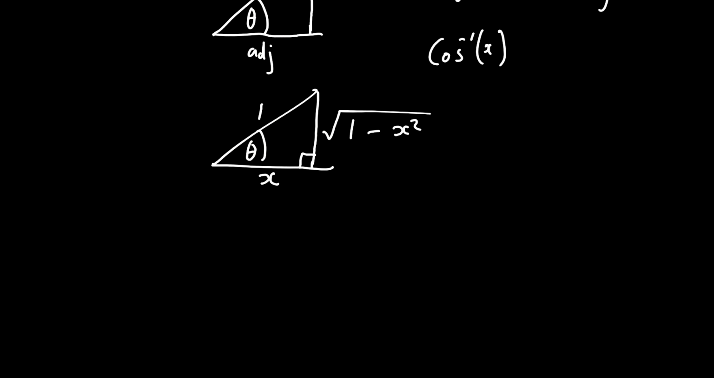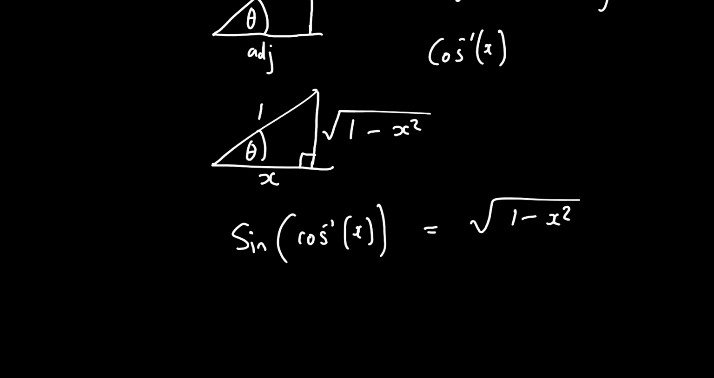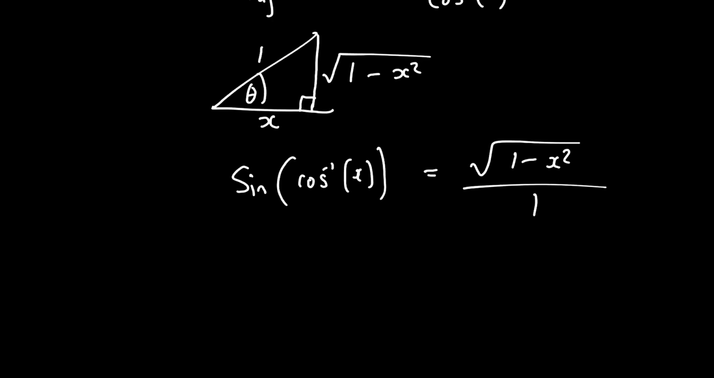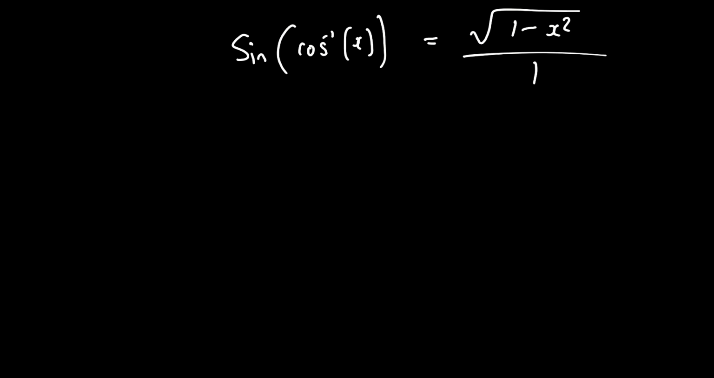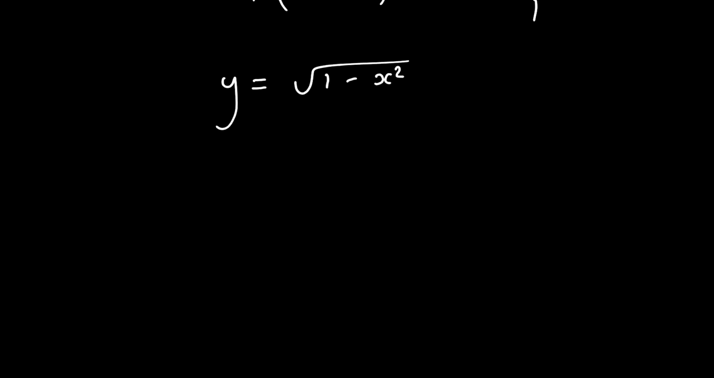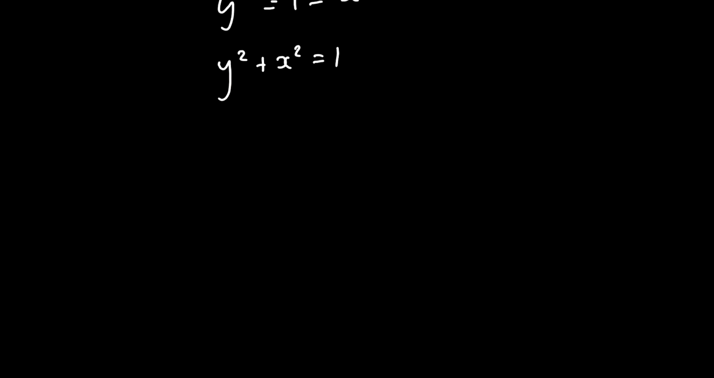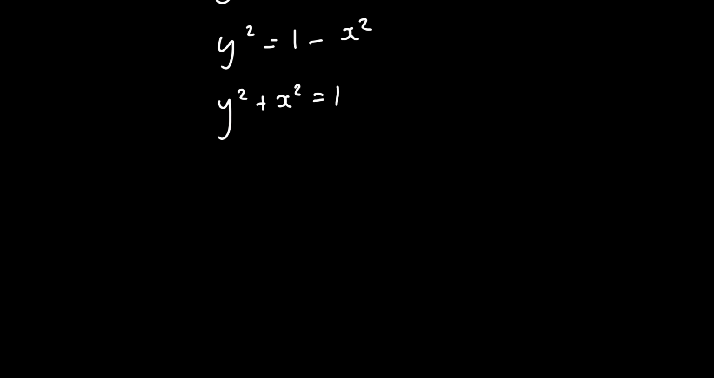So if we were to take the sine of this triangle, which is essentially what sine of inverse cosine x would be doing, we'll be taking the ratio of square root of 1 minus x squared over 1. Now if we're going to sketch this function, this will end up being y equals square root of 1 minus x squared. Now, if we square both sides, we'll get y squared equals 1 minus x squared. Add x squared to both sides, we'll get y squared plus x squared equals 1. And this is just the shape of a circle with radius 1, center at the origin.